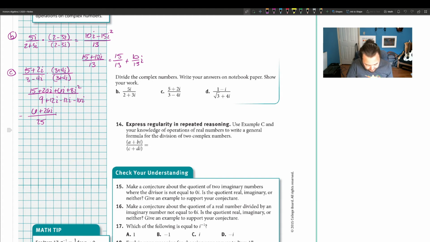So I'm going to split it up into 6 over 25 plus 26 over 25i. I know it seems kind of pedantic to break it up like that. Mr. Clark, why'd you bother doing it? And it really is just to keep it in the proper algebraic form. So here is C.